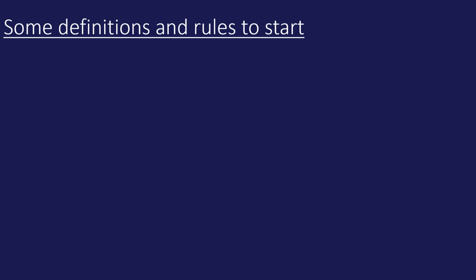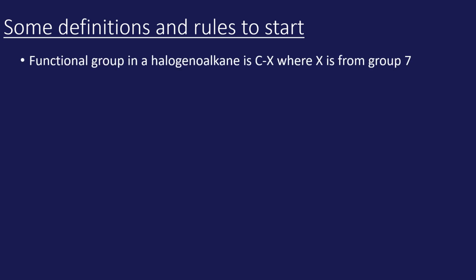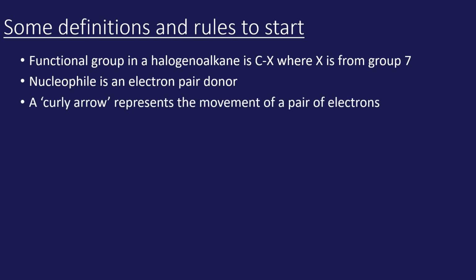Right, some definitions to start with then, or some key information anyway. The functional group in a halogenoalkane, sometimes called haloalkanes, is a carbon to X bond, or a carbon X group, where X is something from group 7, so fluorine, chlorine, bromine, iodine. A nucleophile is an electron pair donor. So if you were asked to define a nucleophile, you just say electron pair donor. And when we show a curly arrow, that's going to show the movement of a pair of electrons.